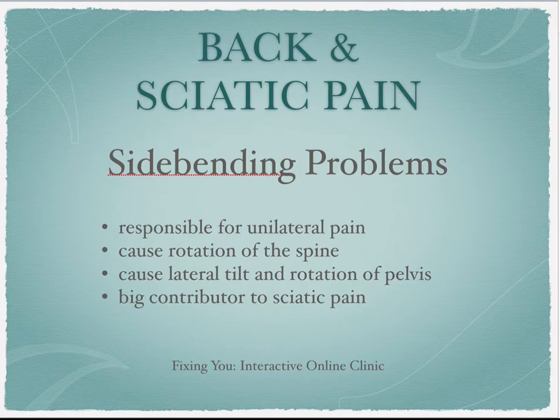And then finally we have side bending problems, and these can happen together with an extension problem or a flexion problem. And side bending problems are usually responsible for unilateral pain on one side or the other. For instance, sciatic pain down one side or back pain just on one side of the back or the other. There's usually a component of a side bending problem that's happening here. And I'll show you what that means in just a second.